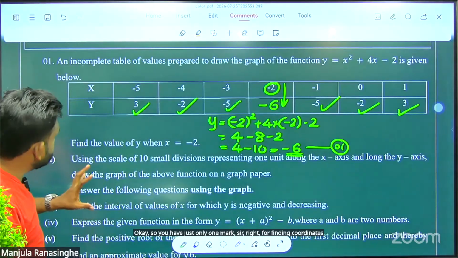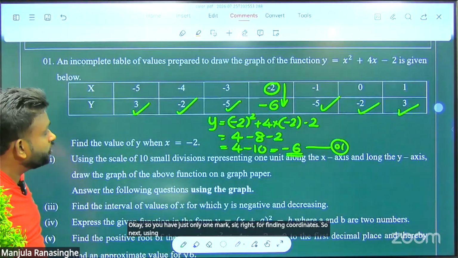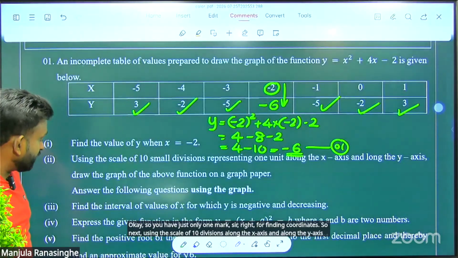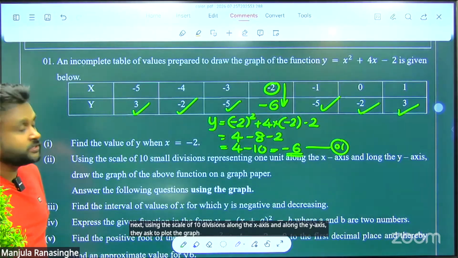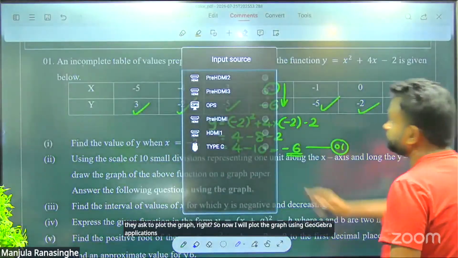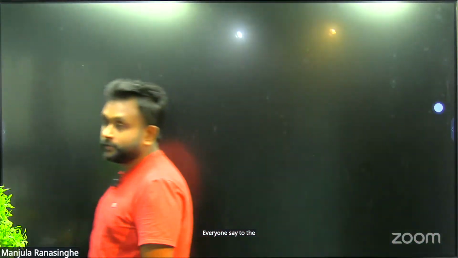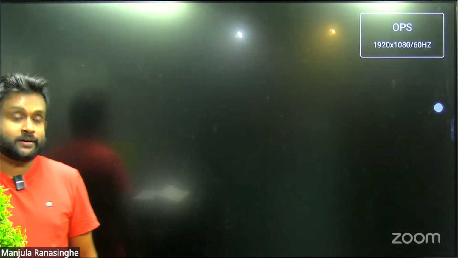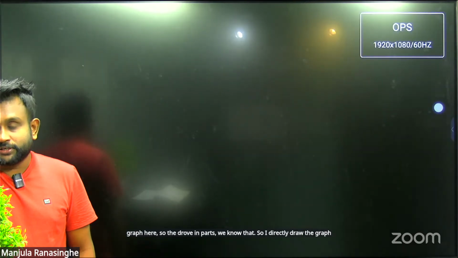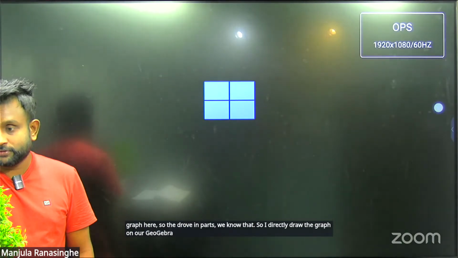Next, using the scale of 10 divisions along the x-axis and along the y-axis, they ask you to plot the graph. Now I will plot the graph using the GeoGebra application. Everyone look at the graph here. We know the drawing parts, so I will directly draw the graph in our GeoGebra application.